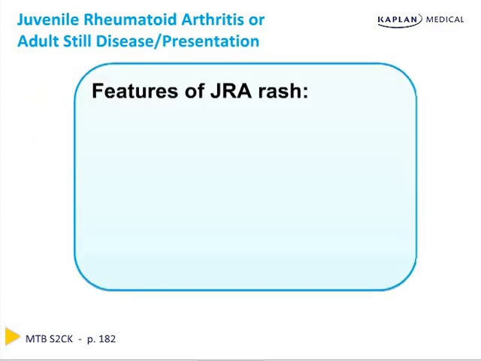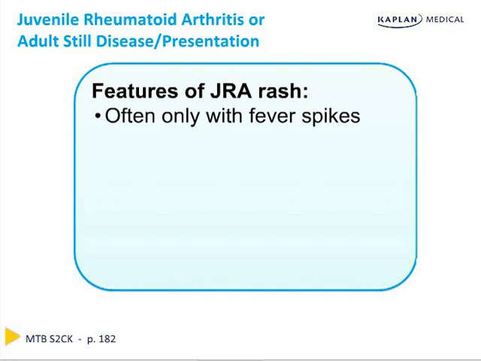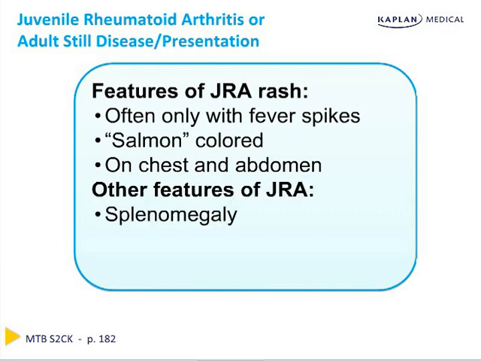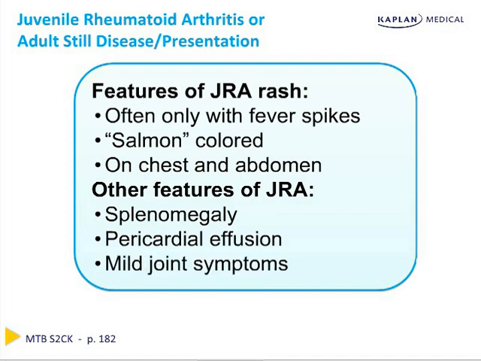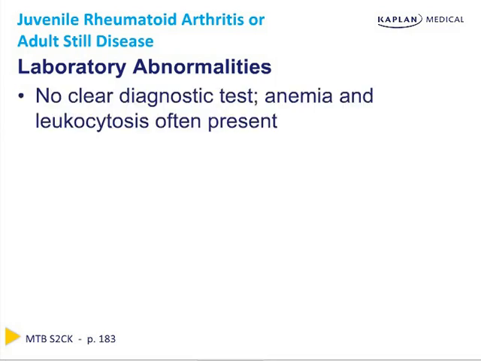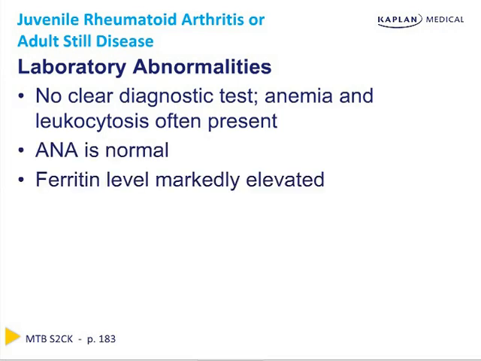The features of the rash are that it only occurs with fever spikes, it's salmon in color, and occurs on the chest and abdomen. Some other things to go along with juvenile rheumatoid arthritis are splenomegaly, pericardial effusion, and some mild joint symptoms. When diagnosing JRA, there are no clear diagnostic tests. Anemia and leukocytosis are often present.